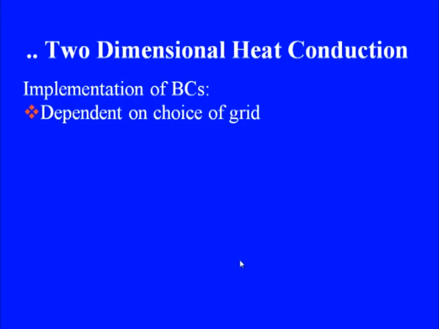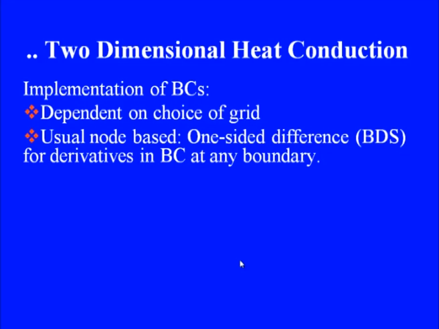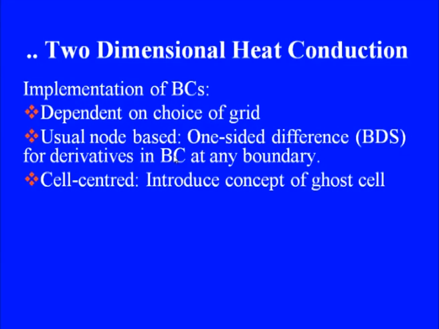So, implementation of BC will depend on our choice of grid, that is to say whether we have taken a vertex centered computational node or a cell centered computational node. If we have the usual node based, that is vertex based schemes, we have to use a one sided difference formula, BDS or FDS as appropriate, for derivative boundary conditions at any boundary. Dirichlet boundary conditions are taken care of without any problem.